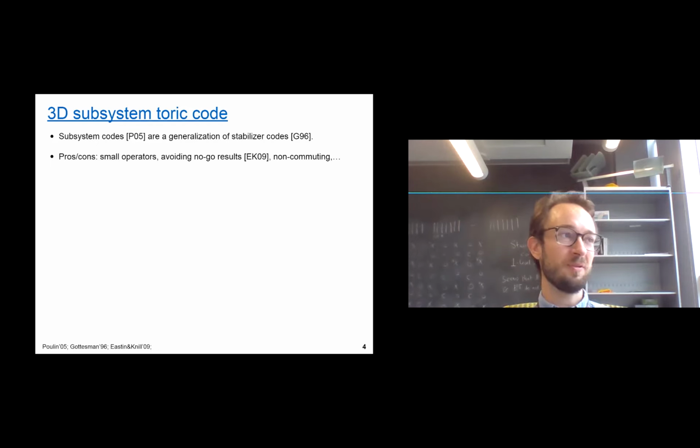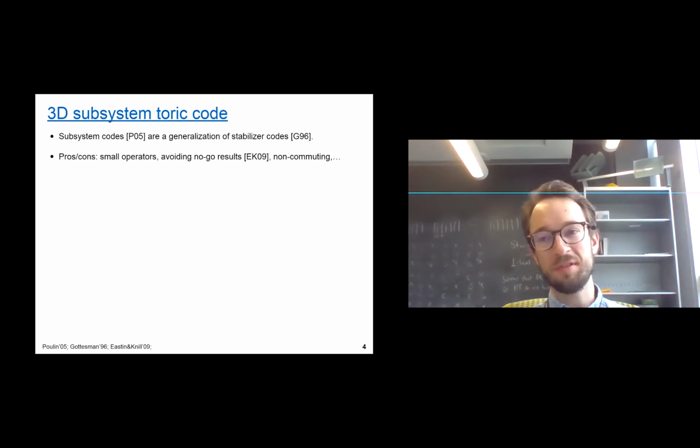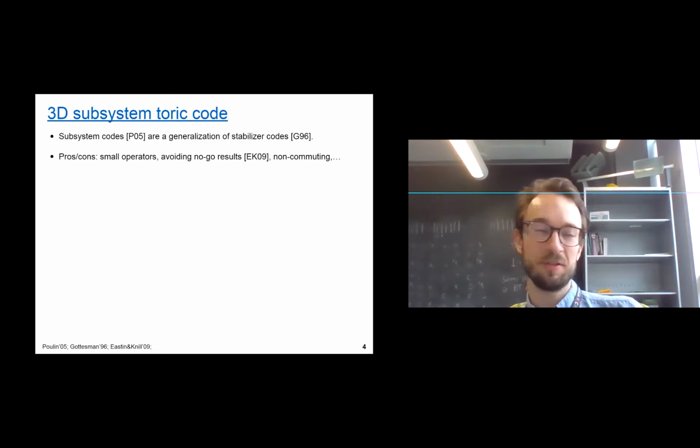The pros of doing this are that the useful versions of these subsystem codes are ones where you can break the stabilizer up into smaller operators. This is good because you want to always measure small operators rather than big ones to get better performance. Another reason to consider these codes is that some of the no-go results that have been proved for various stabilizer codes just don't apply with this change. So it's possible that we can avoid some of the restrictions we have when designing codes.